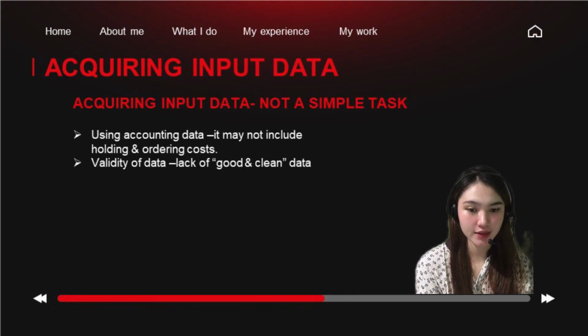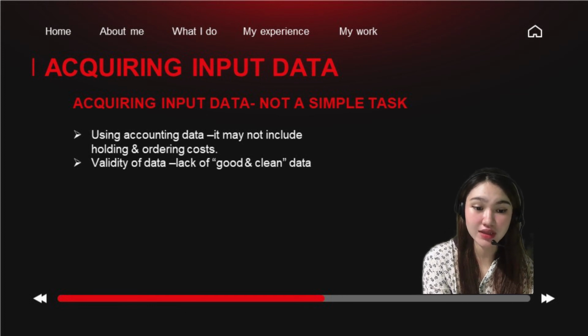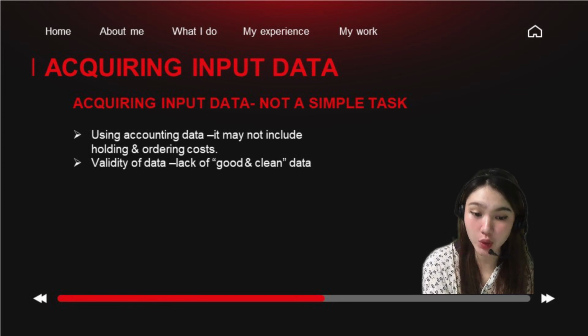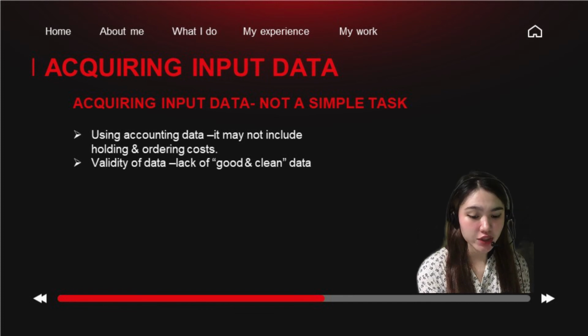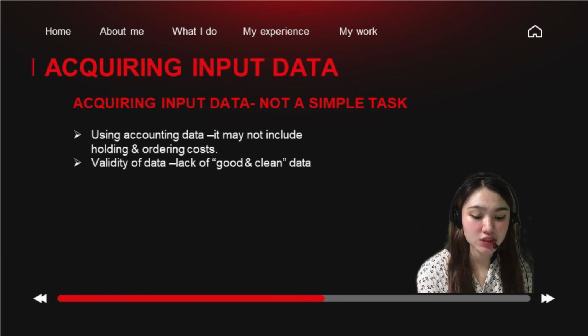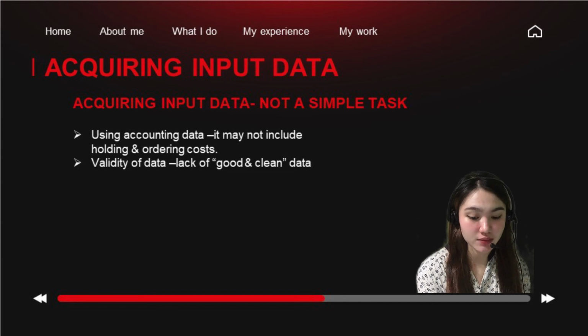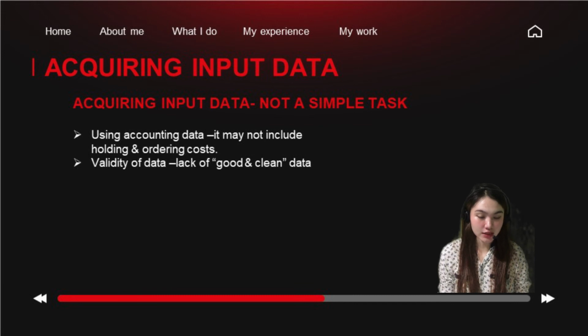Acquiring input data. It's not always easy to gather the data needed for a quantitative approach to problem solving. The majority of data created in a company comes from simple accounting reports, which is an issue. Inventory data is collected by the accounting department, for example, in terms of cash flows and turnover. Validity. Because there's a scarcity of good, clean data, whatever data is available must often be distilled and manipulated before being used in a model.